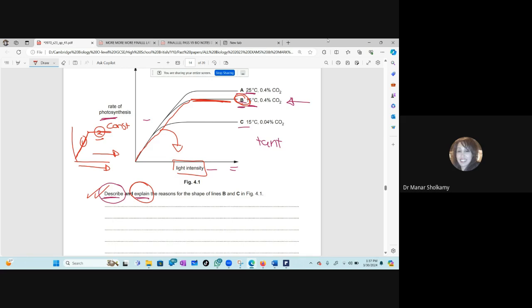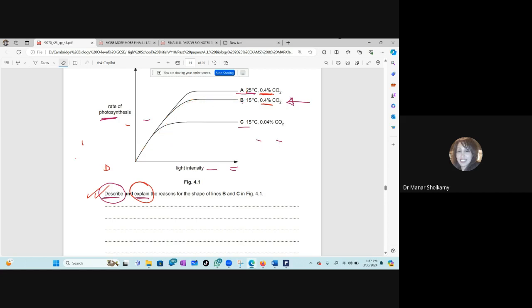What is it? I will look at graph A. I will see that the temperature became higher. So in this part of the graph, the limiting factor was the temperature, not the carbon dioxide concentration, because the carbon dioxide concentration was the same. Did you all understand how we explained B? Does anyone have any questions?